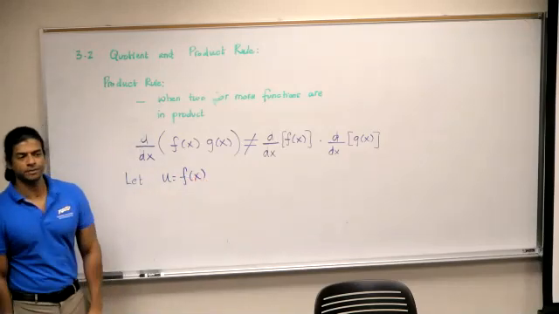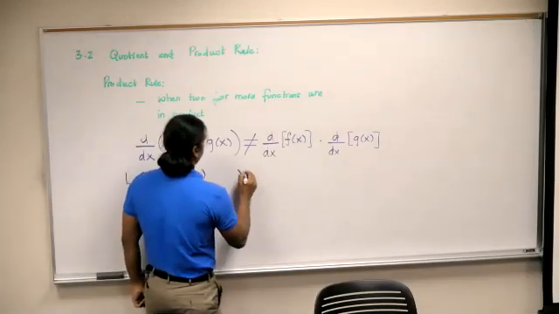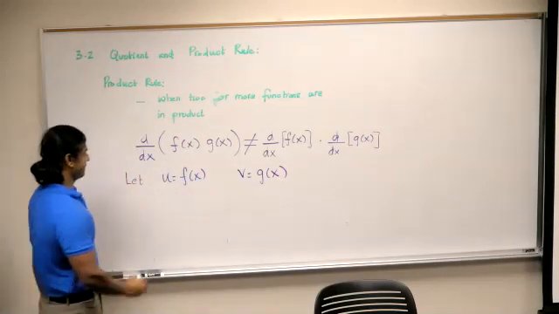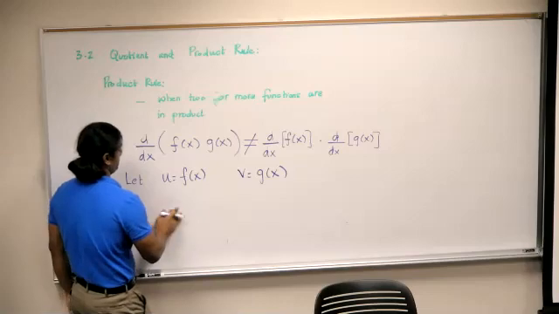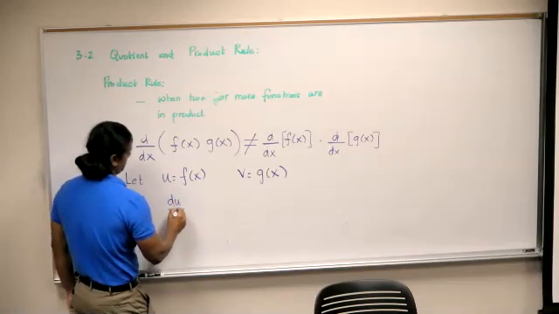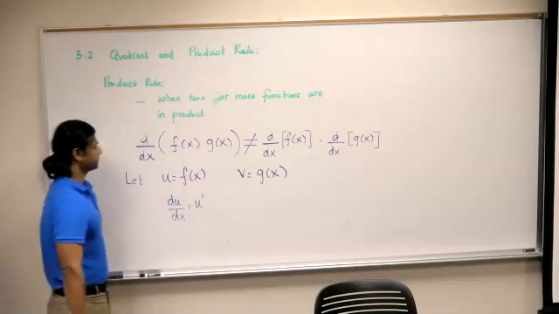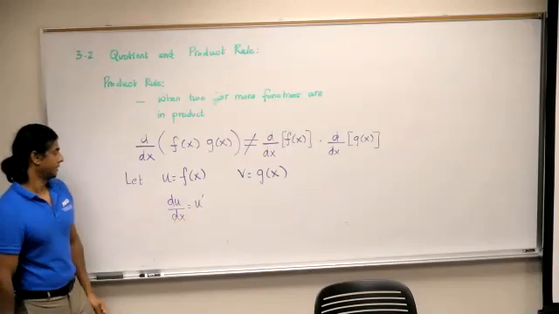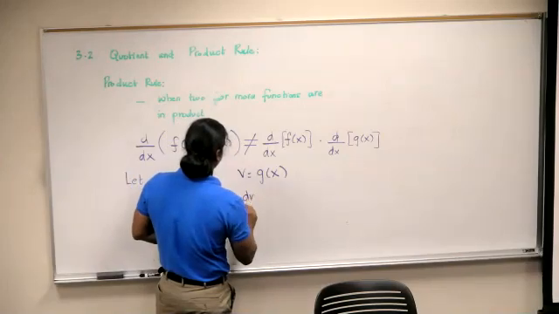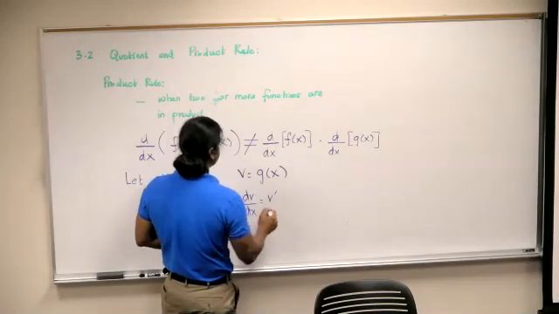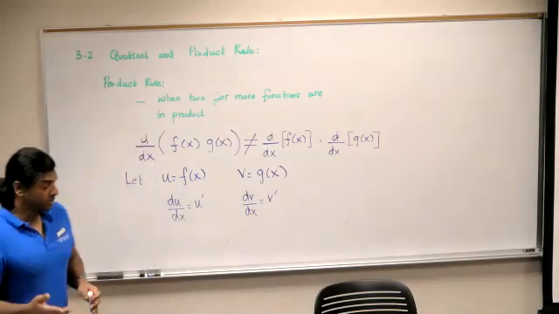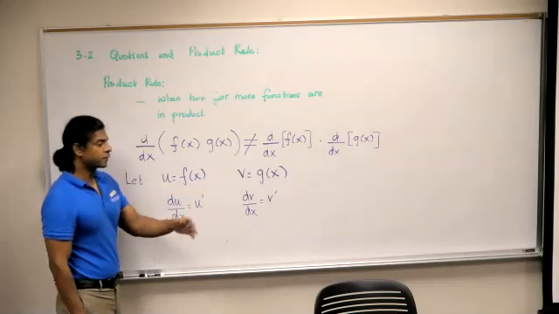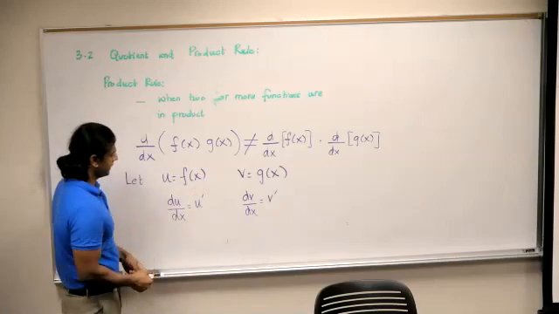If I define u to be f of x, v to be g of x, the derivative of u with respect to x is u prime. The derivative of v with respect to x is v prime, or f prime of x, or g prime of x. It's entirely up to you how you call it. But the rule is quite simple. I like to write it this way always.